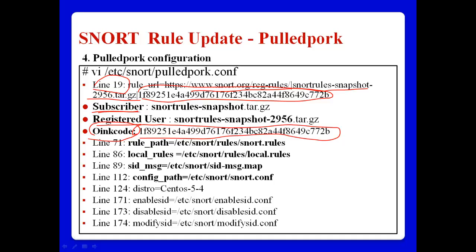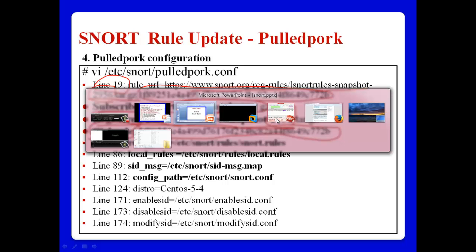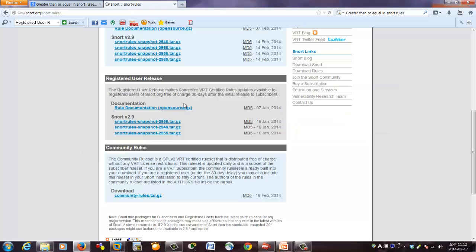And in case of the subscriber, here you need to define like this only: Snort rules snapshot without any number. But if you are a registered user, then for Snort rules snapshot, you have to define the exact number. Why am I showing you this?